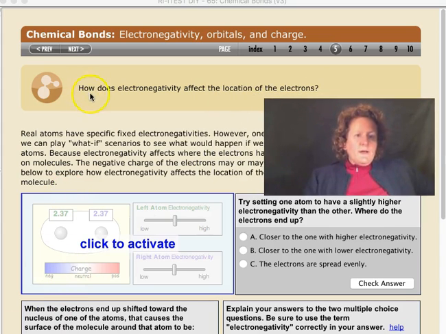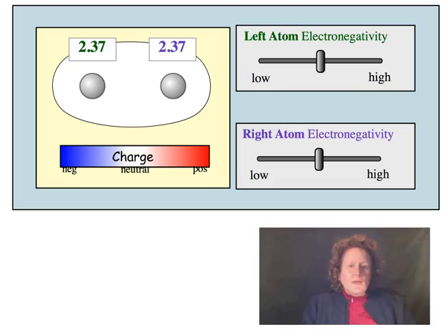We're going to look at something called electronegativity and how that affects the location of the electrons. I'll activate this and we'll be able to answer this question. If you remember, electronegativity is how well an atom can pull electrons towards itself. A high electronegativity means it's good at pulling electrons. A low electronegativity means it's not so good at pulling electrons away from other atoms. Right now, the electronegativity is set the same, so there's no charge here. They're even. This would be known as a covalent bond.